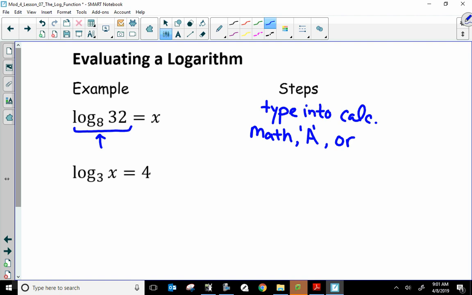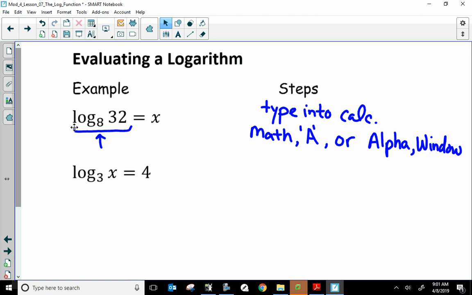or I hit alpha window. Alpha's the green button, then window. And it's listed right there under shortcuts. That's the way I prefer. Either way is good. I think my way is better, but you might think the math A way is better.